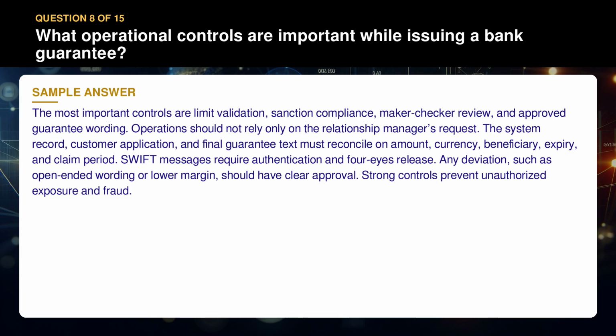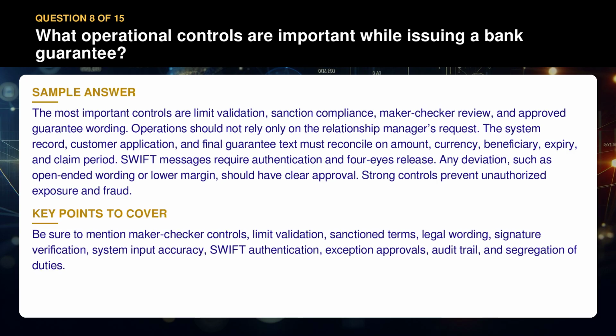SWIFT messages require authentication and 4 eyes release. Any deviation, such as open-ended wording or lower margin, should have clear approval. Strong controls prevent unauthorized exposure and fraud. Be sure to mention maker-checker controls, limit validation, sanction terms, legal wording, signature verification, system input accuracy, SWIFT authentication, exception approvals, audit trail, and segregation of duties.